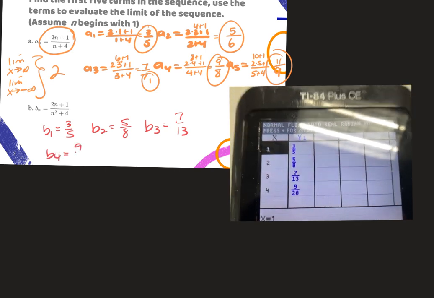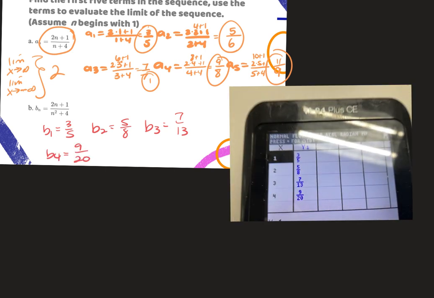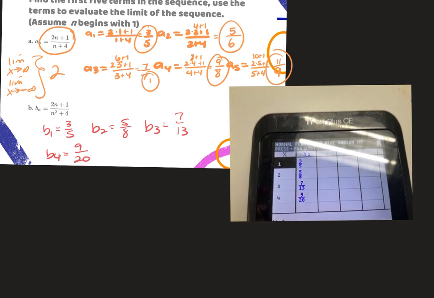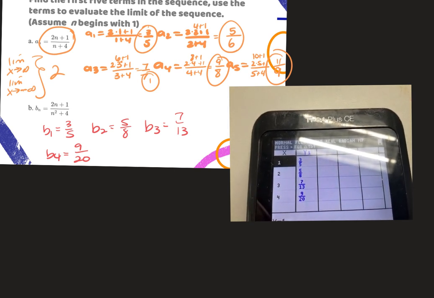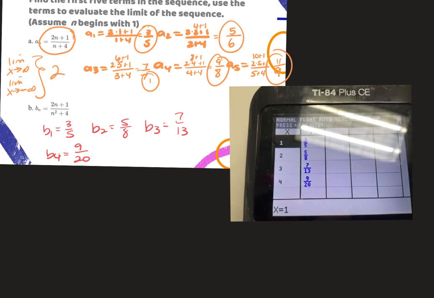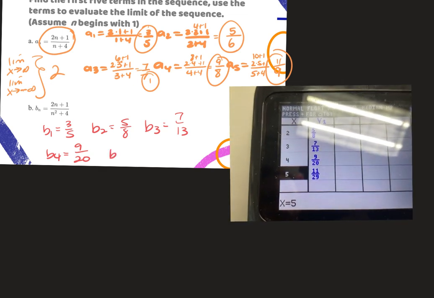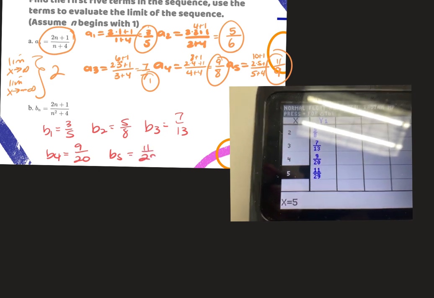How do you get there again? I typed it into my y equals, and then I went second graph, and that's your table. And then I'm going to scroll down because I want 5. B5 is 11/29.